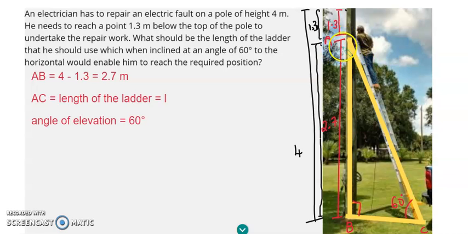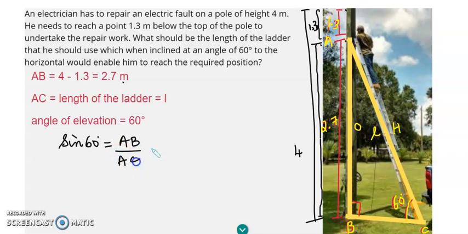That is why I've labeled it as A, which is A to B, the point from where the ladder is touching the pole to the ground, as 2.7, as 4 minus 1.3. The length of the ladder is L, and we are going to find the length of the ladder. So here we'll be using sine because we need to find the hypotenuse. So sine 60 degrees is equal to AB, which is the opposite, upon the hypotenuse, that is AC, which is 2.7 divided by L. Sorry for the interruption at the background.